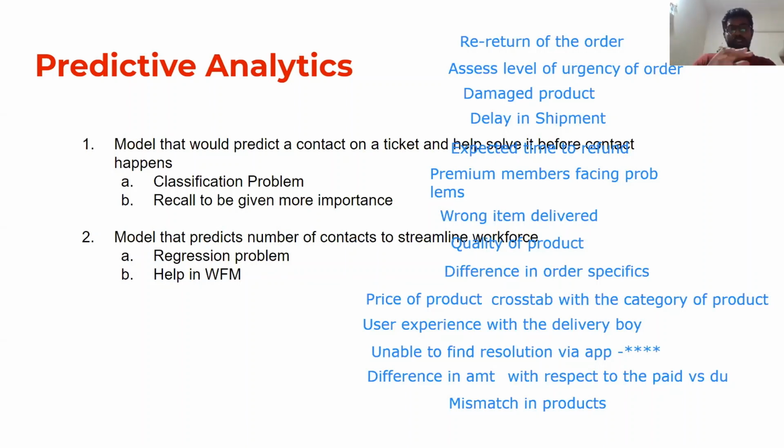Now, if you look at the B part of the first point, it basically says that recall is to be given more importance in this particular case. Can anyone tell me the difference between precision and recall, and how these two are different? I think precision is the total positives you get for that class out of how many you have predicted, and recall is the total actual you get for that class out of how many actually are there.